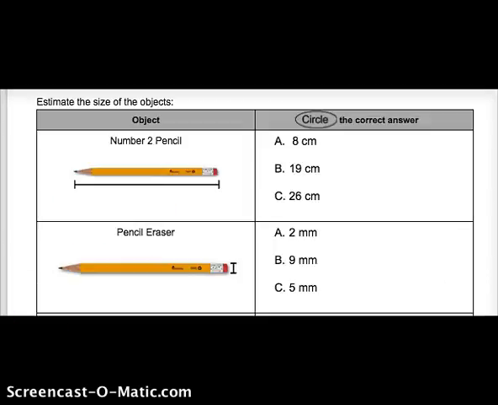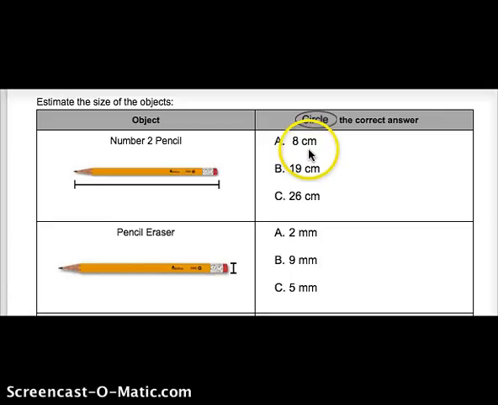We are now on the back side of the test. The back side says estimate the size of the objects. The first object you will be measuring is the length of a pencil. So you're going to think to yourself, if you had to guess the length of a pencil, what would you guess? Here are your options. You will only circle one.